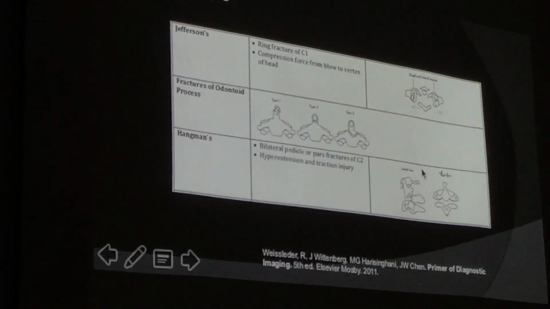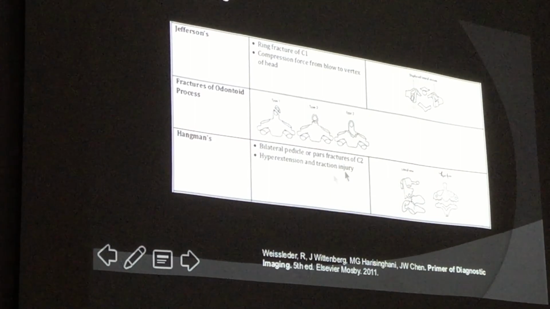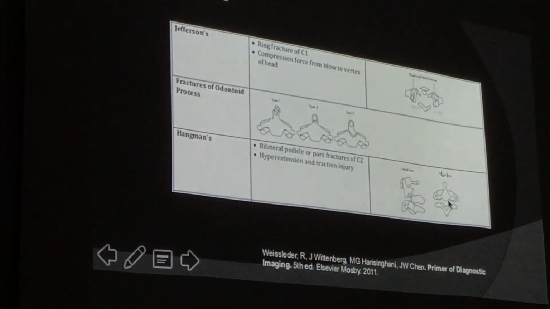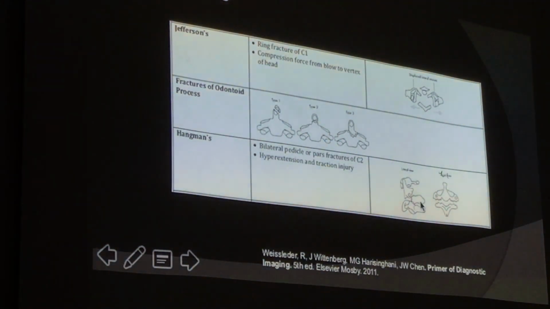So a fracture which will result in instant death with hanging is the hangman's fracture, which are fractures of the pars articularis of C2.